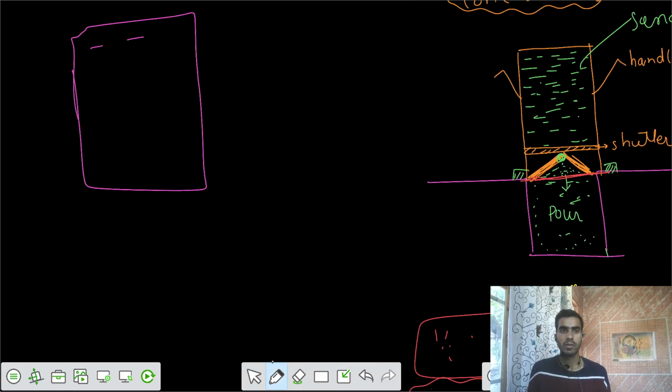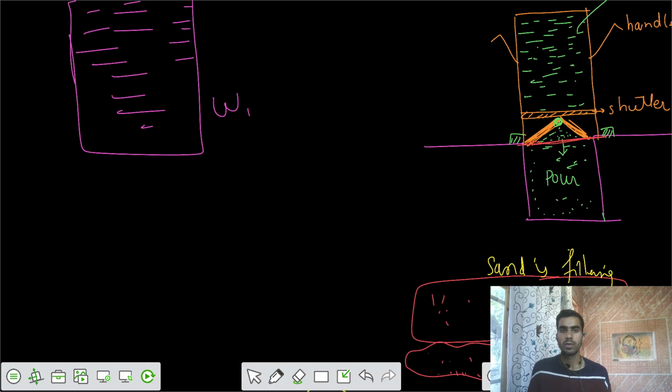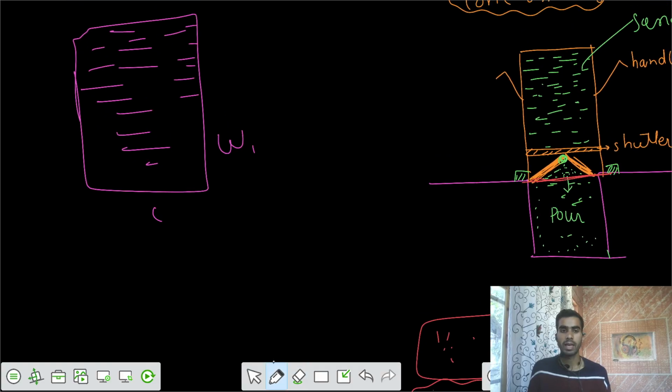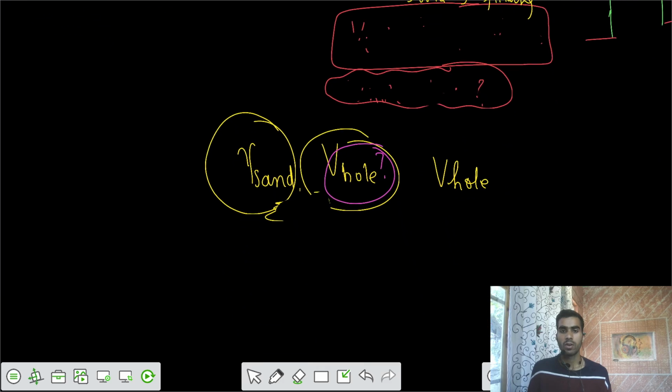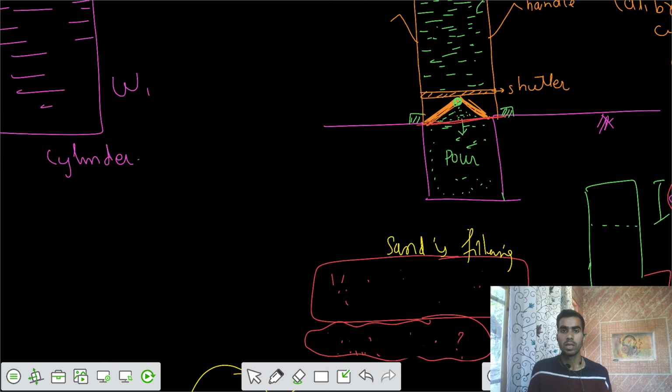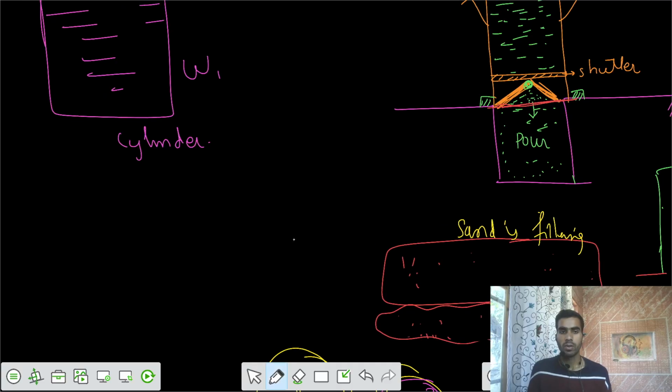This was your cylinder, and it was having some weight, let's say W1. This was the calibrated cylinder. Now, because it is filling, some sand is going to be lost to the hole and the cone. So I would say there is some weight lost now. The weight lost is the weight of sand in the cone plus the weight of sand in the hole.